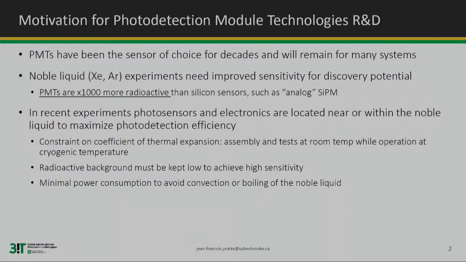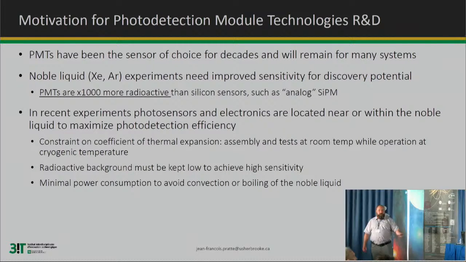In recent experiments, for instance nEXO and also DarkSide, the electronics and the photosensor are either located near or inside the noble liquid. That puts some stringent requirements. For instance, you have to match the coefficient of thermal expansion of all the components, because you want to assemble and test at room temperature, then operate at cryogenic temperature, and you want everything to stay sturdy and not break apart.